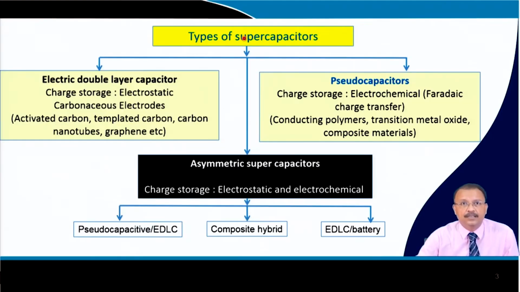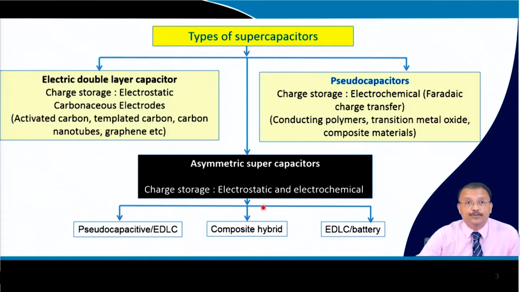If you consider these types of supercapacitor which we are talking about, the first category is electric double layer capacitor. The charge storage for this kind of capacitor is electrostatic in nature. Usually carbonaceous electrodes are used. Examples are activated carbon or templated carbon we talked about, and graphene. In case of pseudocapacitor, the charge storage is electrochemical, that is, the Faradaic type of charge transfer takes place. Conducting polymer or transition metal oxide is used, or their composites.